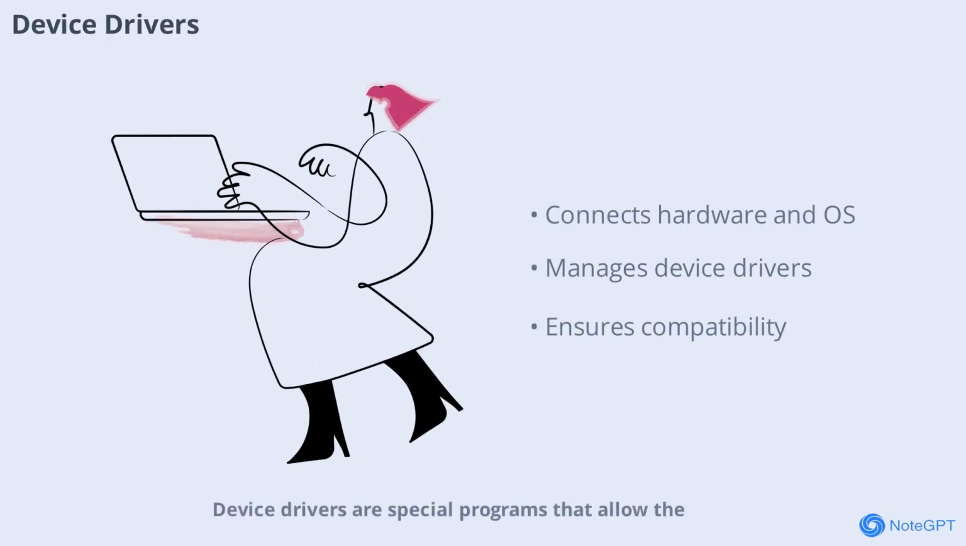Device drivers are special programs that allow the operating system to communicate with hardware components like printers, keyboards, and graphics cards. Without drivers, your OS wouldn't know how to use these devices. The OS manages drivers, ensuring they're up to date and compatible. This seamless communication between hardware and software is what makes your device versatile and easy to use.